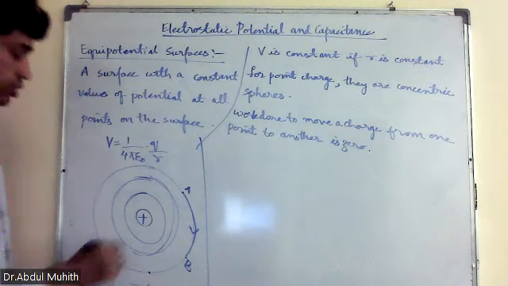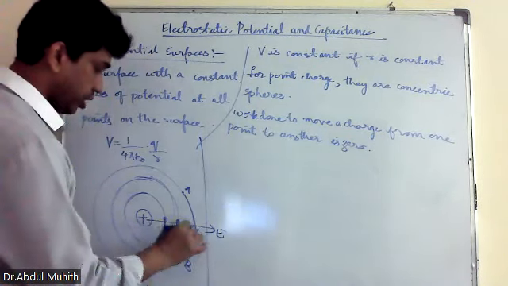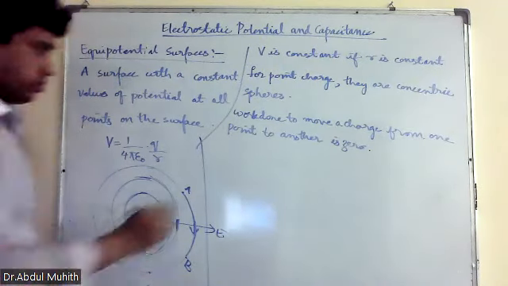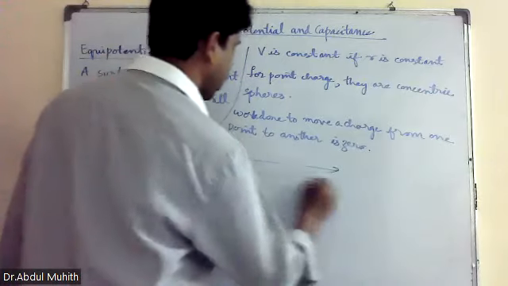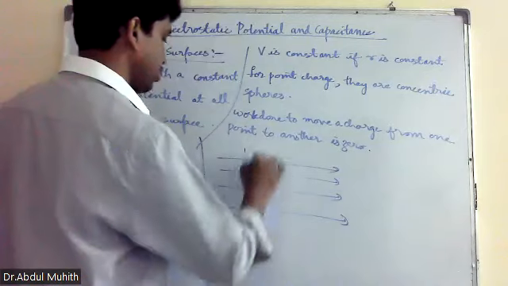Next one, electric field at every point is normal to the equipotential surfaces passing through that point. You know this already. Electric field and equipotential surface are every time perpendicular to each other. Now, these are the electric lines of force.